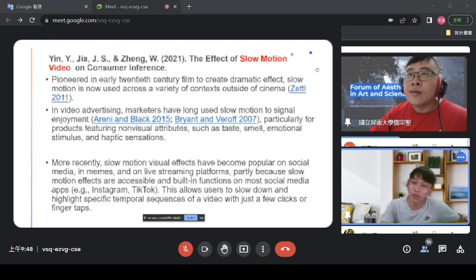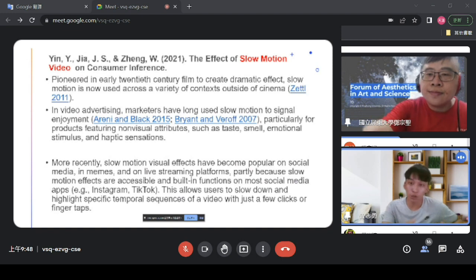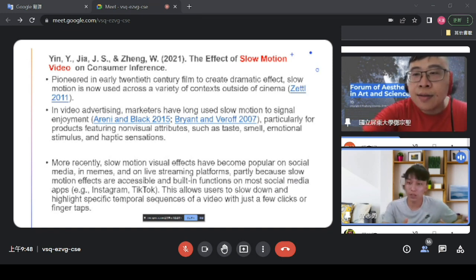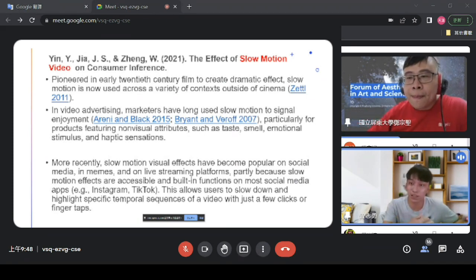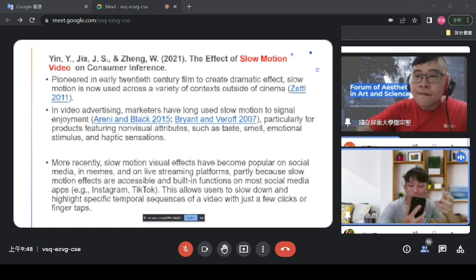The article talks about slow motion, which is often used in movies, like action movies, right? You can use slow motion to enjoy the non-visual sensations, not using the eyes, like taste or smell or touch. Yes. And slow motion is often seen on social media like Instagram or TikTok. We can slow down the spatial time very easily with our cell phone or mobile.